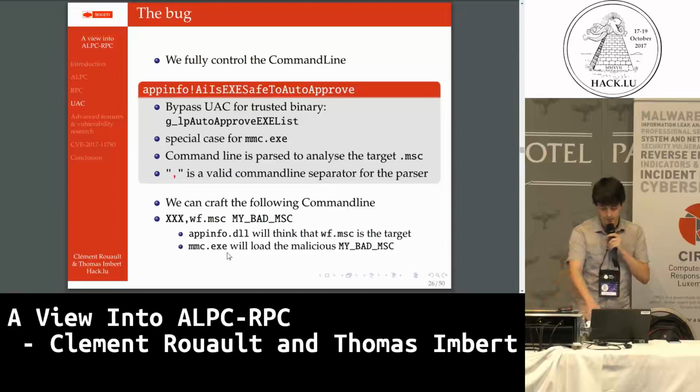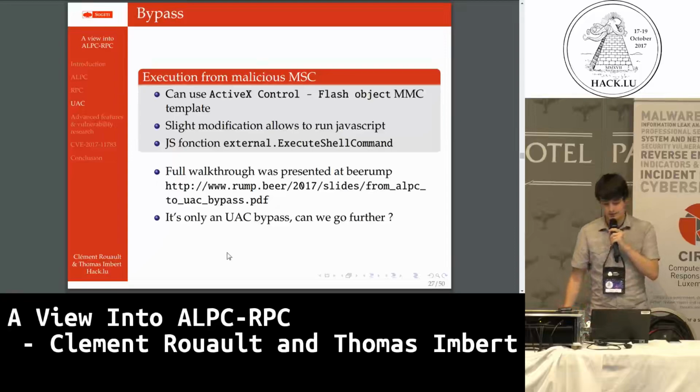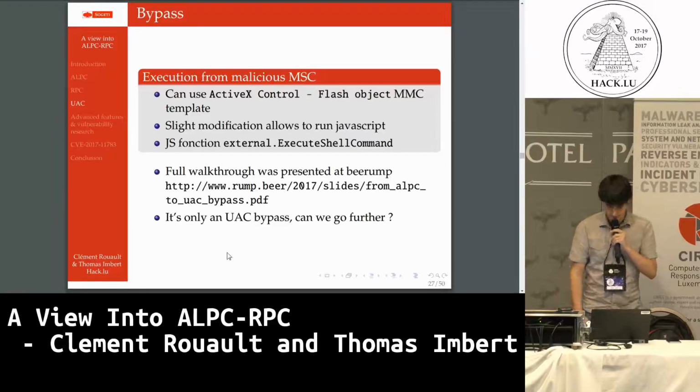But we can control the mmc.exe MSC file, and with the MSC file we were able to get admin code execution using an ActiveX control, a Flash object, and calling an external method called ExecuteShellCommand. The full steps to perform this UAC bypass are described in the following talk. Go check it out if you are interested.